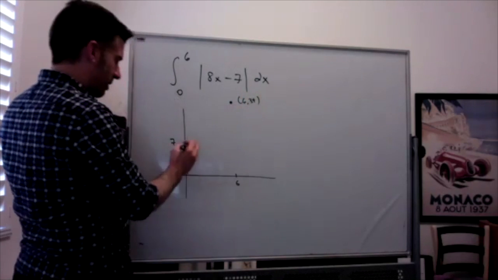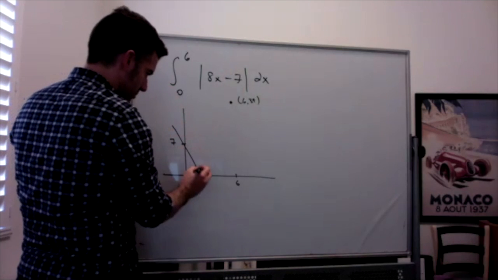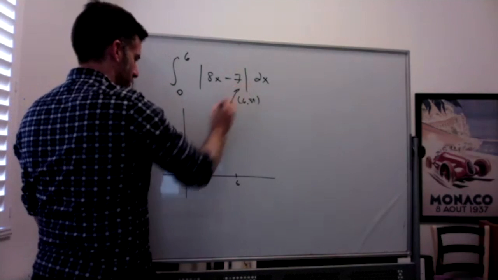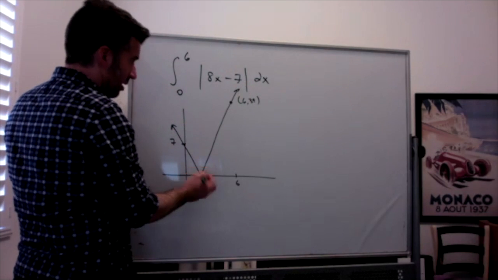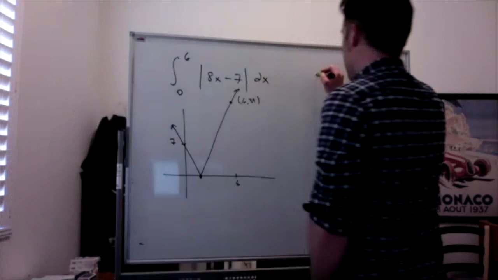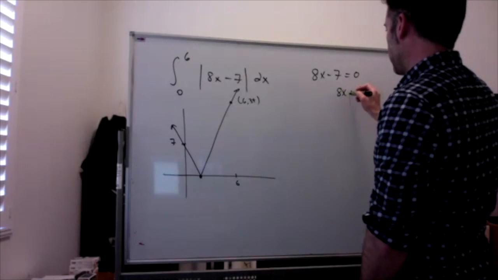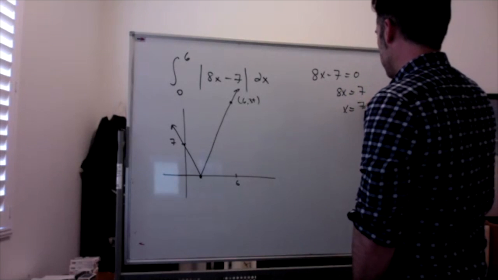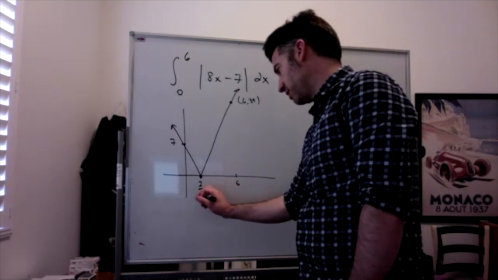And then I'm going to have my usual absolute value shape. It's going to do something like that. I need to know this point here. I need to know what value makes this function equal to 0. So I'm just going to set 8x minus 7 equal to 0, and I'm going to get x equal to 7/8. So right there, that's 7/8.